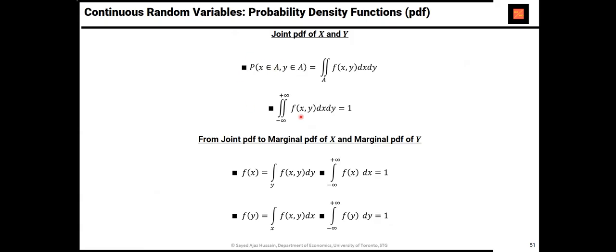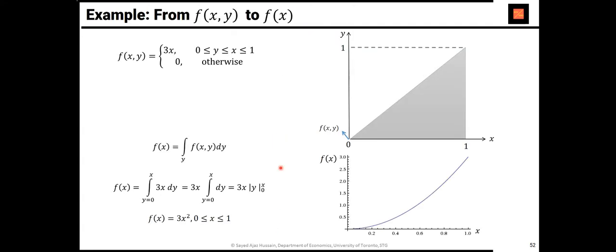Now that I've shown you how to get joint PDFs, I can show you how to get marginal PDFs, how to pull out just the PDF of x and y from that of the joints. To get just the PDF of x, integrate the joint across y's. To get just the PDF of y, integrate the joint of x and y with respect to x.